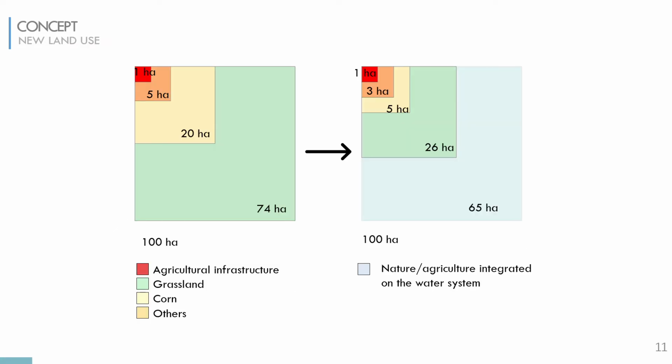So we will have to change the landscape to agriculture that is more integrated with the water system and environment. We are going to create 65 hectares of nature which will restore the water balance.